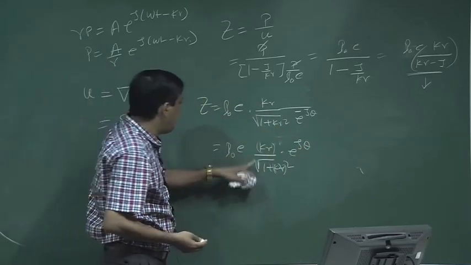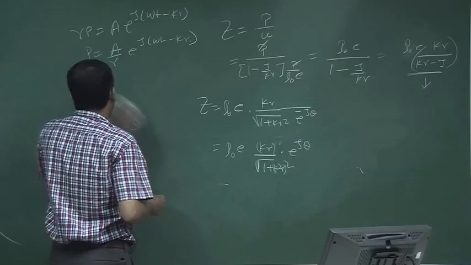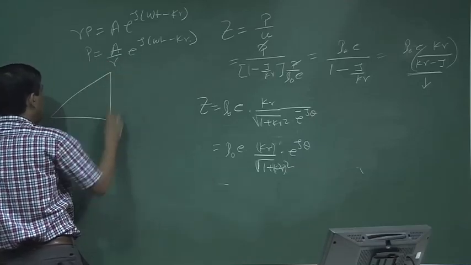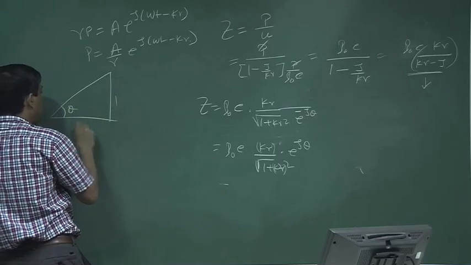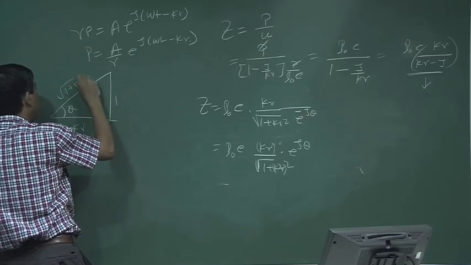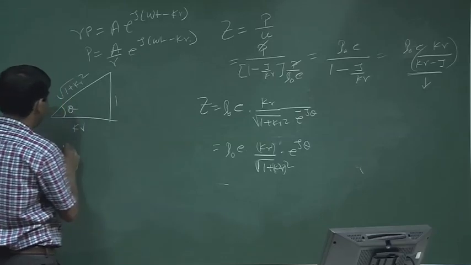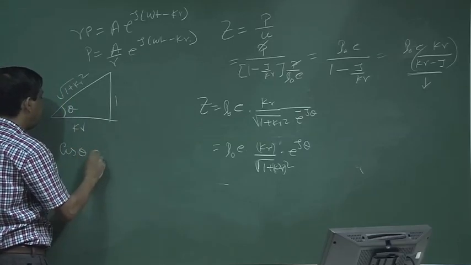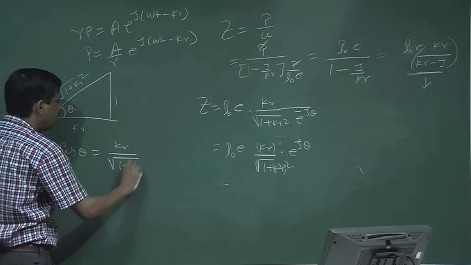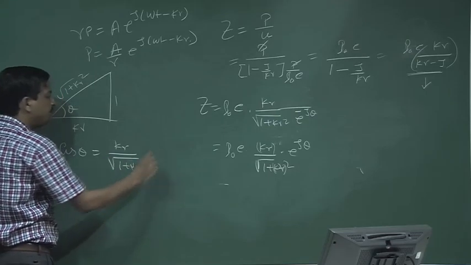Now, what is kr by root over 1 plus kr square? We have drawn that triangle this way. This is theta, this is 1, this is kr, this is root over 1 plus kr square. So what is cos theta? Cos theta is nothing but the base divided by root over 1 plus kr square.